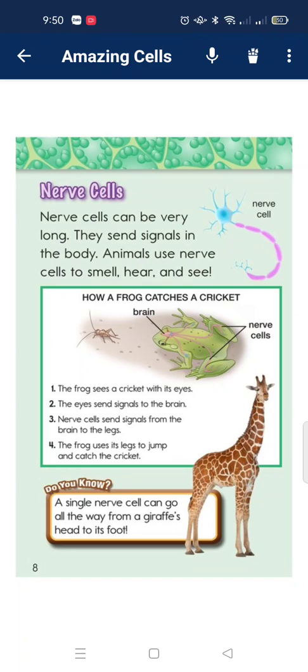Nerve cells can be very long. They send signals in the body. Animals use nerve cells to smell, hear, and see. This is how a frog catches a cricket. The frog sees a cricket with its eyes. The eyes send signals to the brain. Nerve cells send signals from the brain to the legs. The frog uses its legs to jump and catch the cricket with its tongue. Do you know a single nerve cell can go all the way from a giraffe's head to its foot?